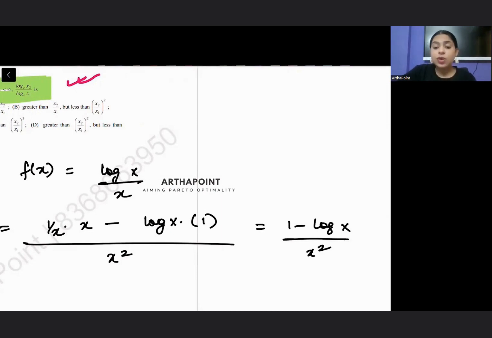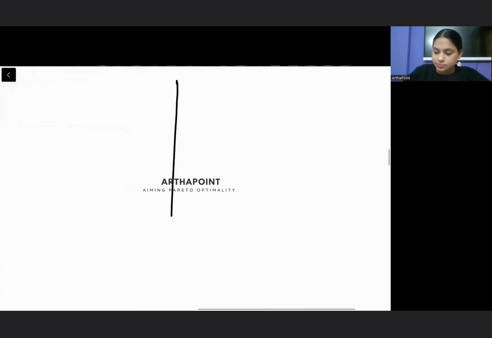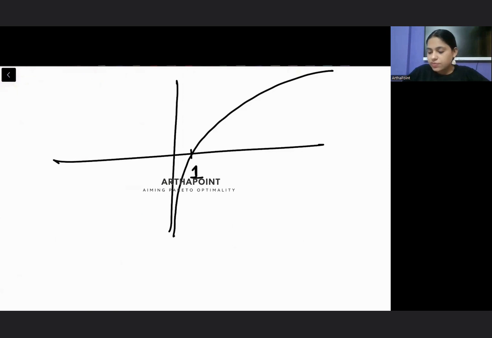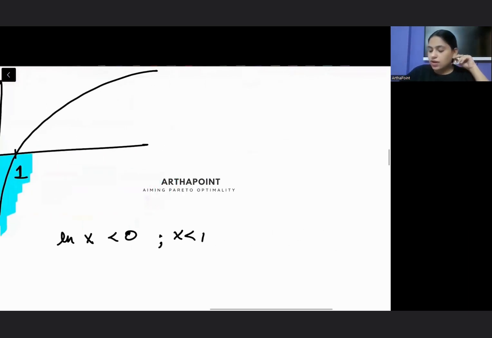And remember that you are given that this is log to the base e. If I were to plot this function ln x, we know that this function is going to look like this, and this is 1 here. So we know that log to the base e is going to have negative value as long as x is less than 1. So whenever x is less than 1, we know that log x will be negative.